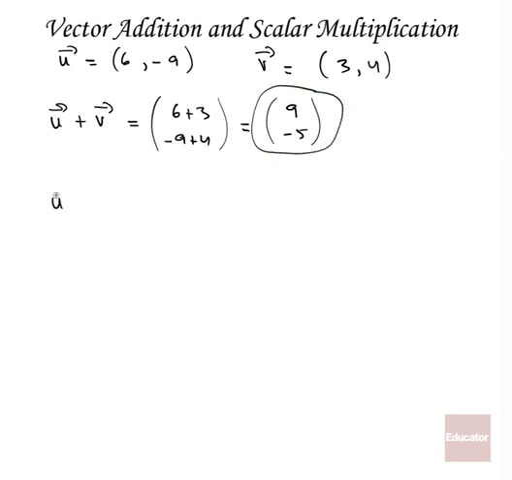How about u minus v? Well, we do 6 minus 3, and we do -9 minus 4. 6 minus 3 is 3. -9 minus 4 is -13.